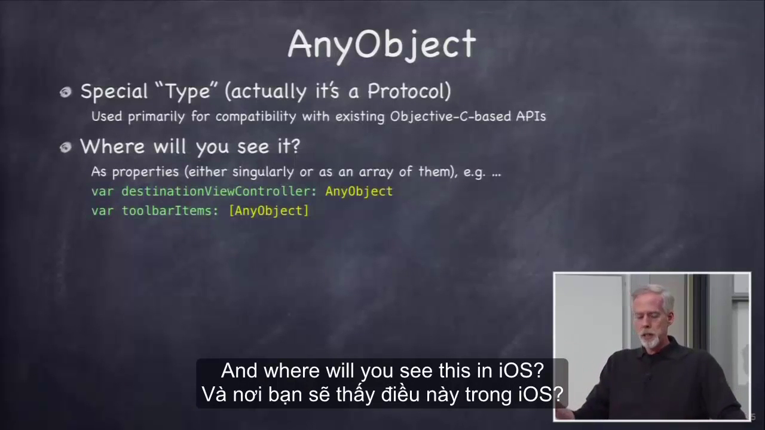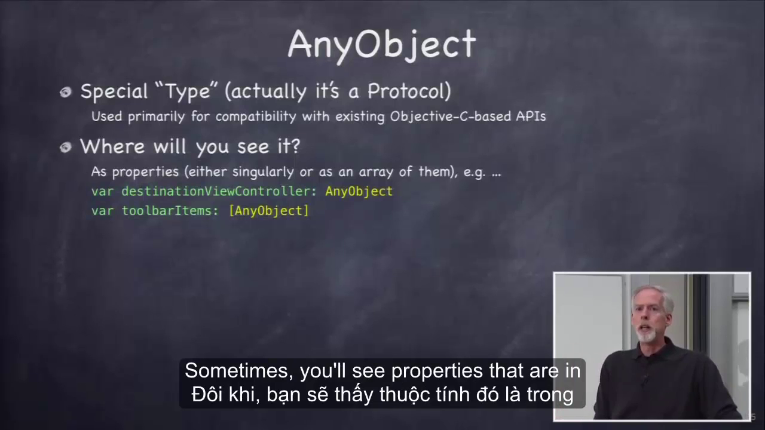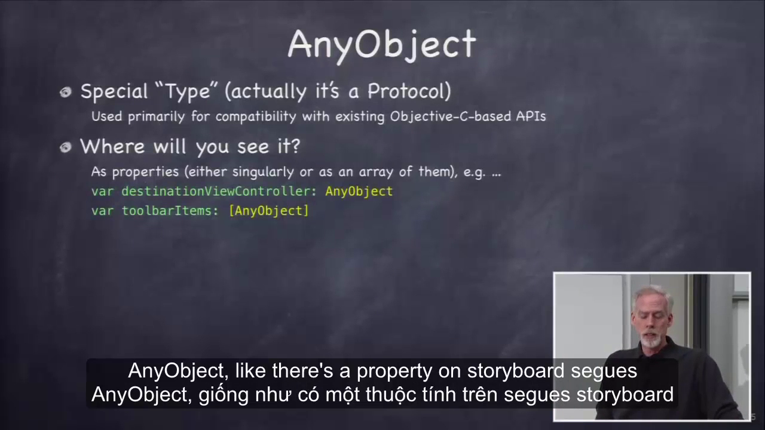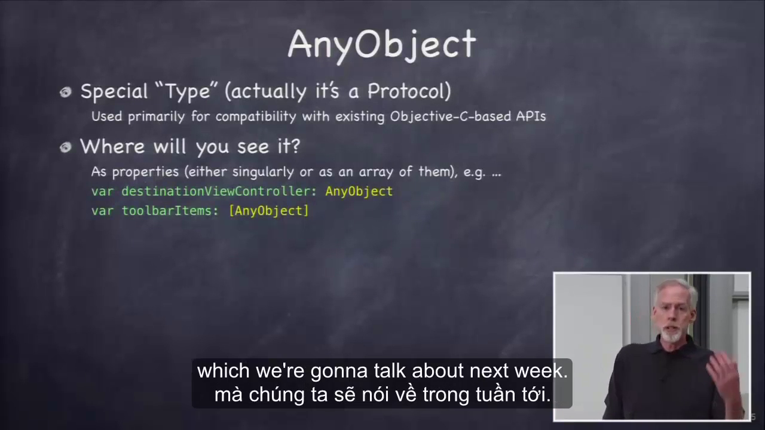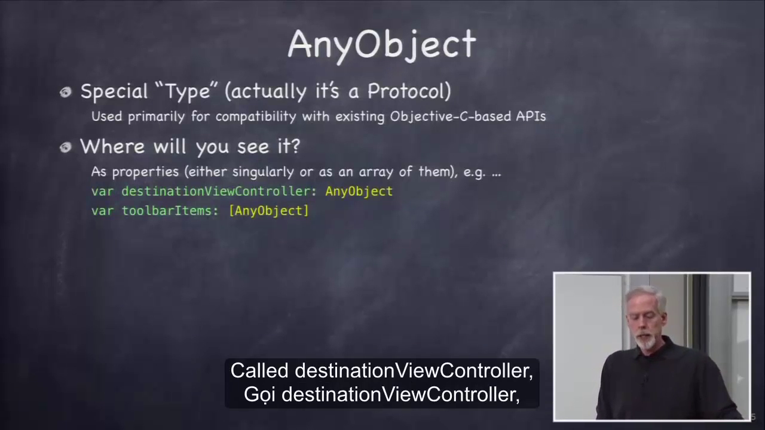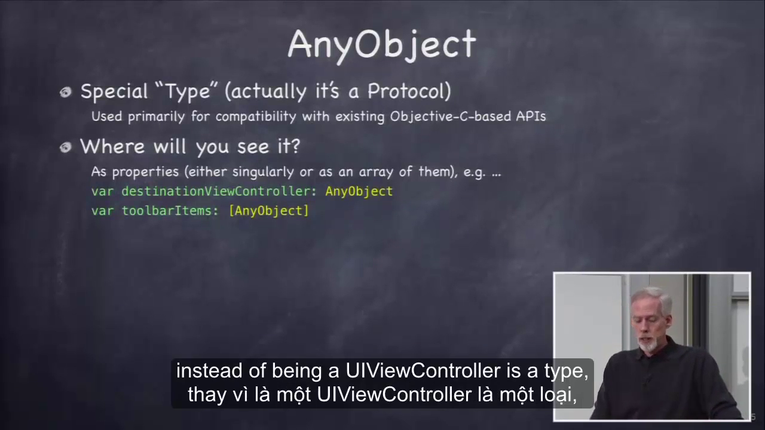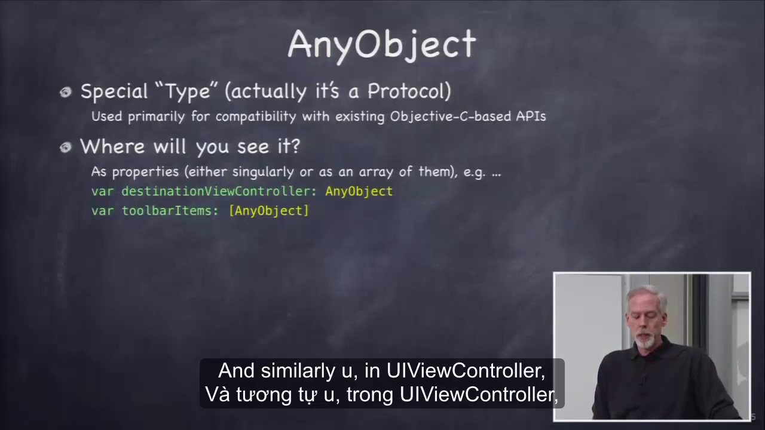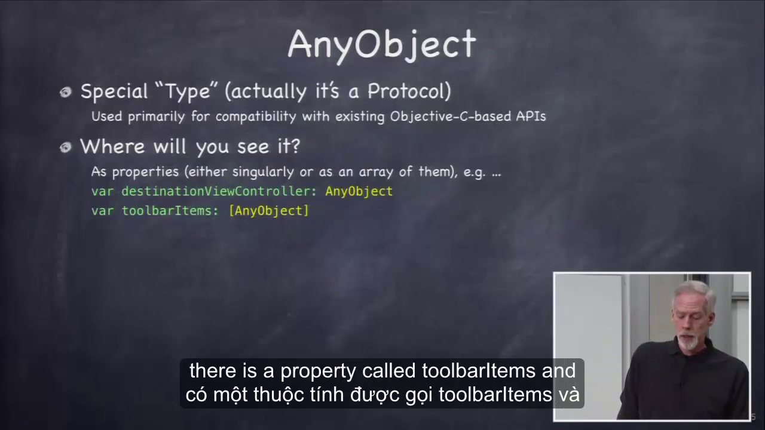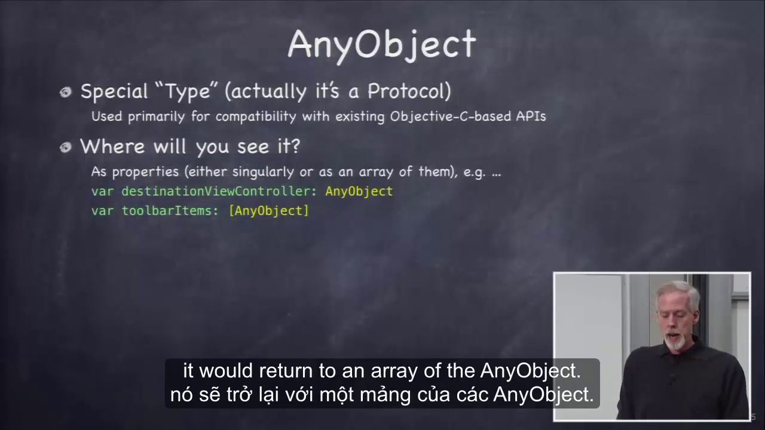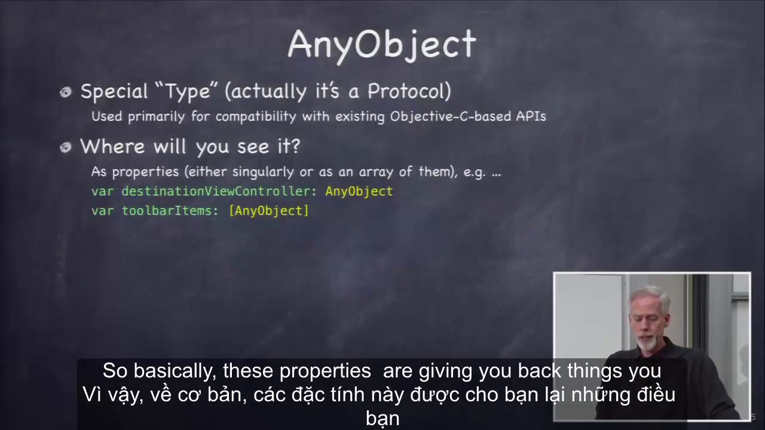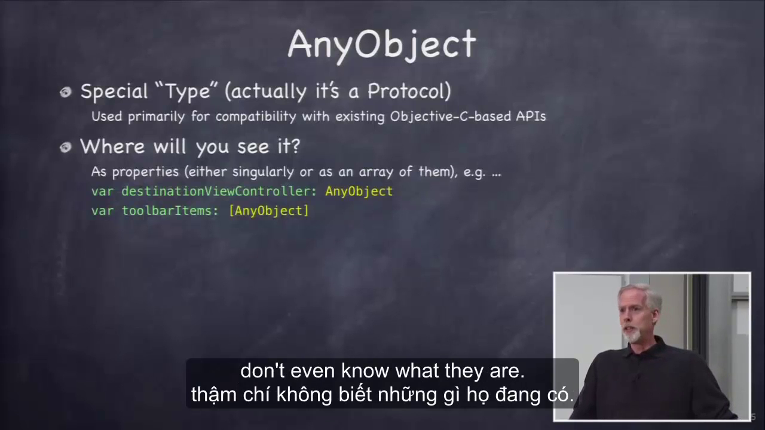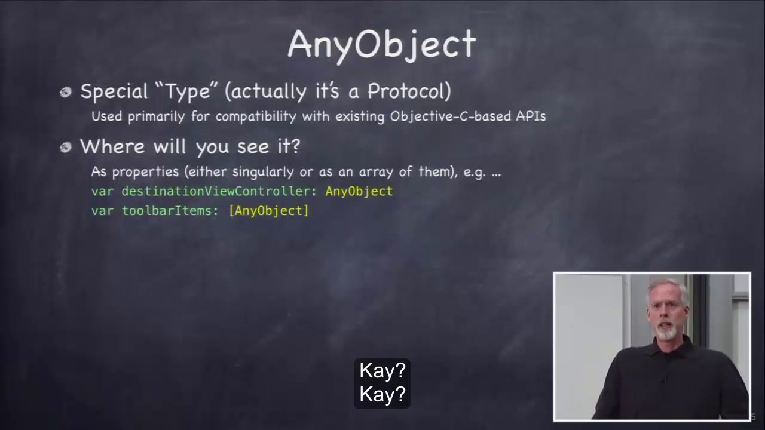And where will you see this in iOS? Sometimes you'll see properties that are AnyObject, like there's a property on storyboard segues, which we're going to talk about next week, called destinationViewController. Instead of being a UIViewController, it's AnyObject, for historical reasons, really. And similarly, in UIViewController, there's a property called toolbarItems, and it returns an array of AnyObject. So basically, these properties are giving you back things you don't even know what they are.